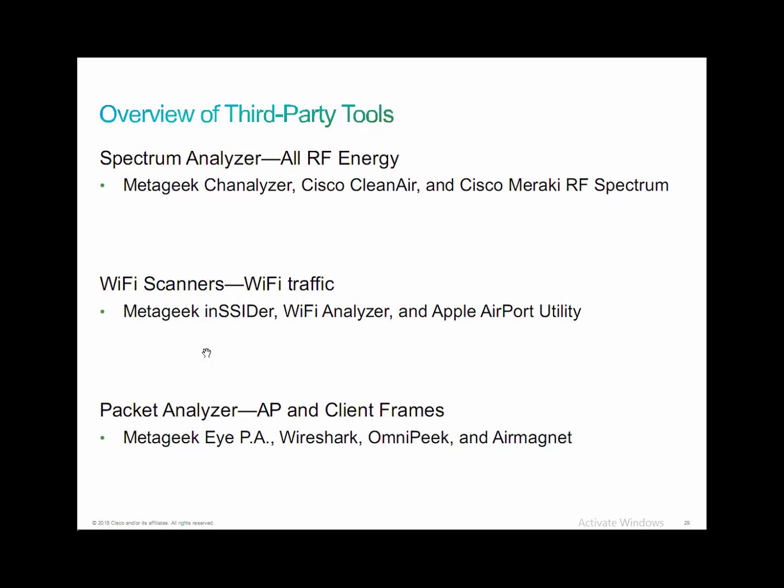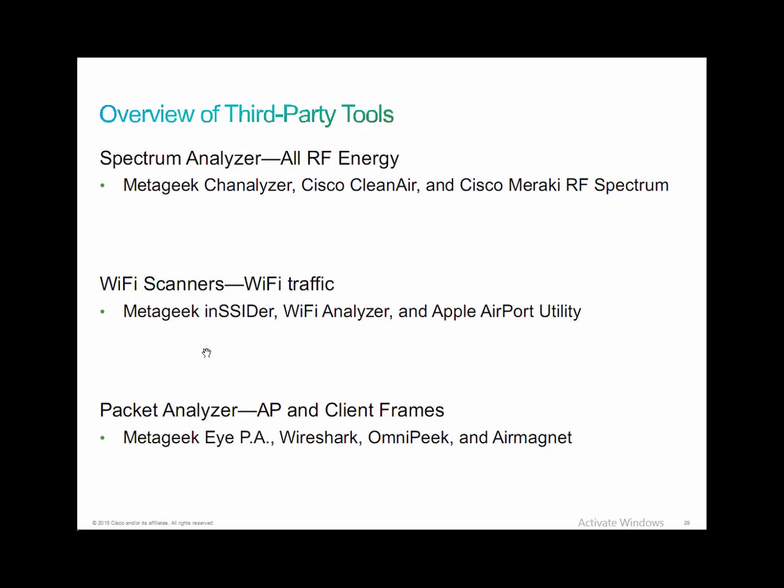At layer 2, this is where we'd use a Wi-Fi scanner. Tools like inSSIDer, that's spelled I-N-S-S-I-D-E-R, obviously SSID. That's a free application by MetaGeek. Wi-Fi Analyzer, Airport Utility by Apple, and there are some other utilities as well. But what we're looking for here are things like beacons, management frames, any kind of 802.11 encapsulated traffic. And then you can do packet analysis.